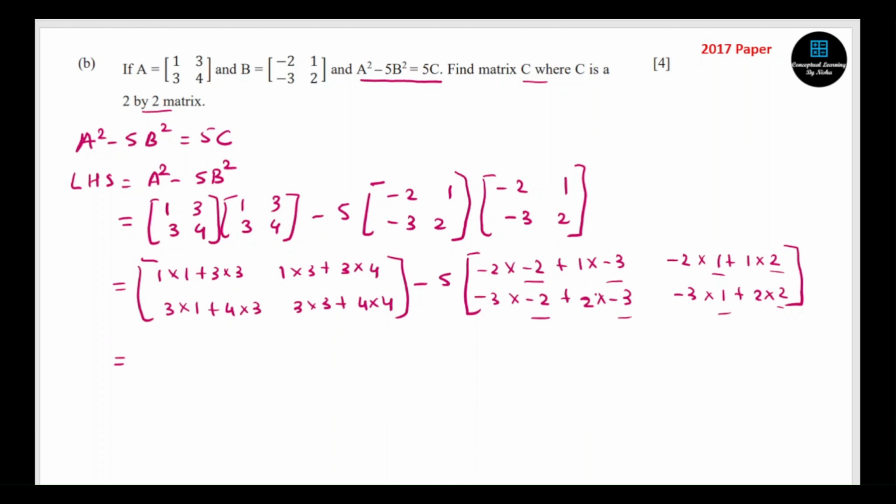So what do we get when I solve this? 1 and 9. So I'll get 10. This is 3 and 12, 15. Here it is 3 plus 12, 15. And this is going to be 9 plus 16. So 25.